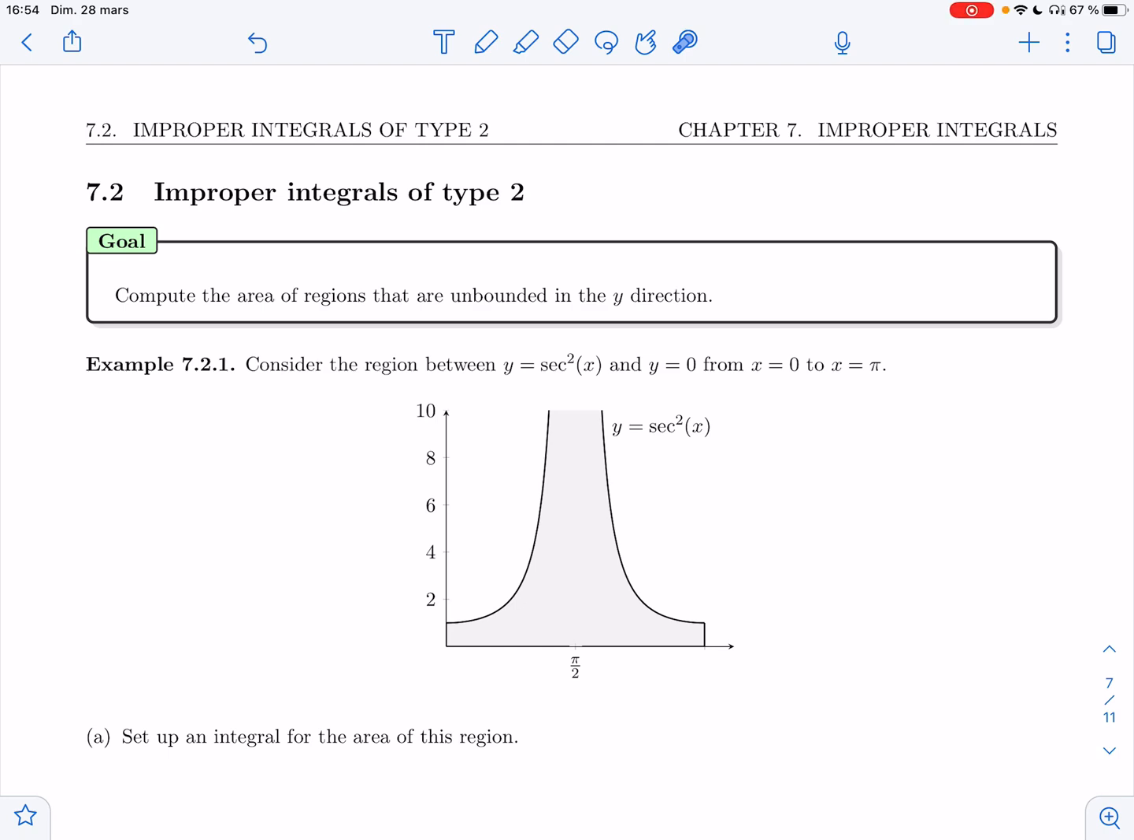All right, we're done with improper integrals of type 1. Let's look at section 7.2, improper integrals of type 2. So now our goal is to compute area of regions that are unbounded in the y direction. So let's see what that means.